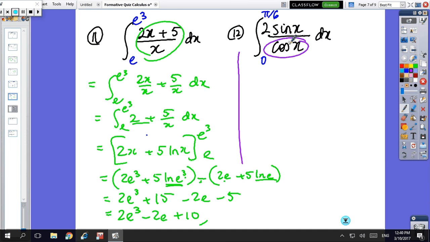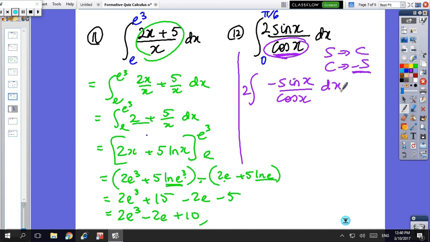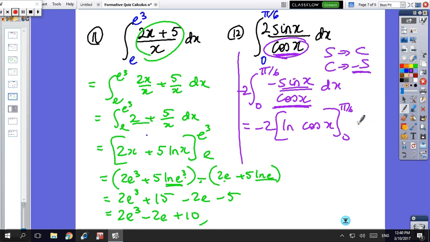Okay, so the function is cos x, so sine goes to cos goes to minus sine, so the derivative of cos is minus sine, and so we need to take the 2 out to start with, put a minus on top, and then put a minus out the front to balance it all off. 0 to pi on 6 dx. Okay, so now we've got the function on the bottom and the derivative on the top. So the answer is minus 2 log cos x from 0 to pi on 6.